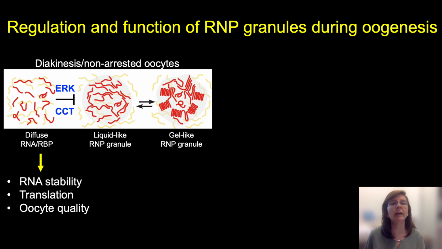So to wrap up, today I hope I've convinced you that understanding phase transitions during oogenesis is important and understudied to date. While the C. elegans system offers many advantages, more studies of mammalian oogenesis are needed as well. Our results indicate ERK and phosphorylation are important regulators to prevent ectopic condensation of RBPs in diakinesis oocytes.